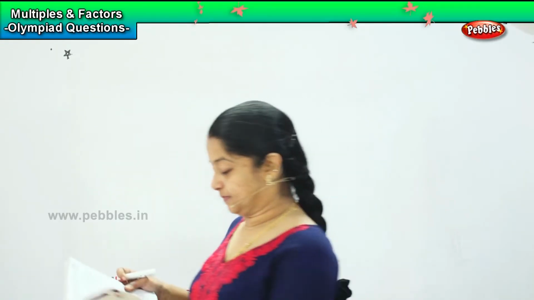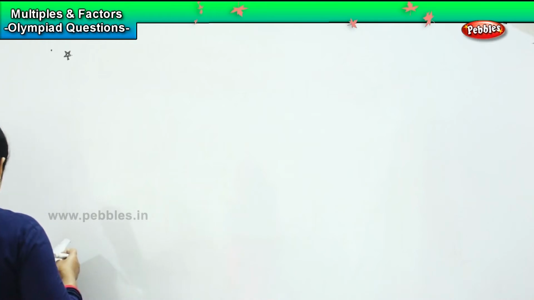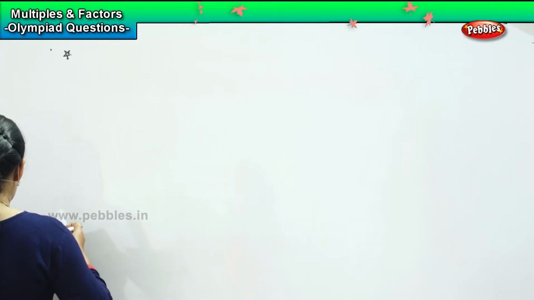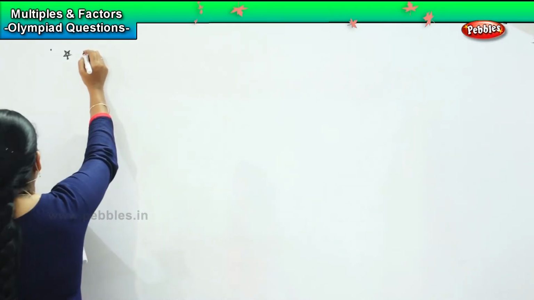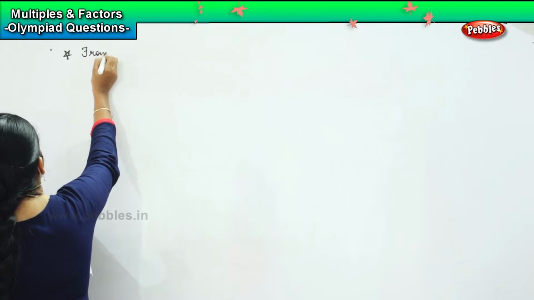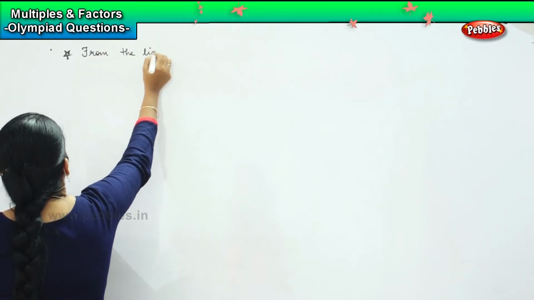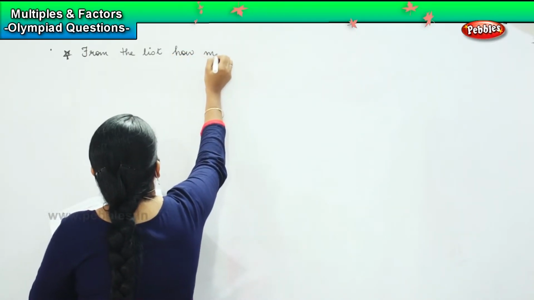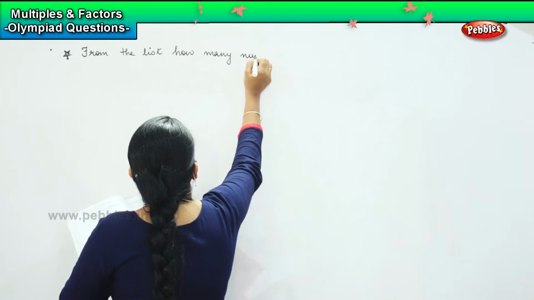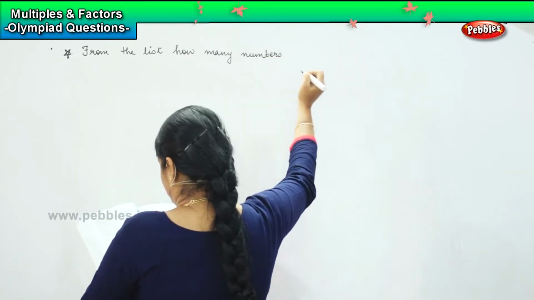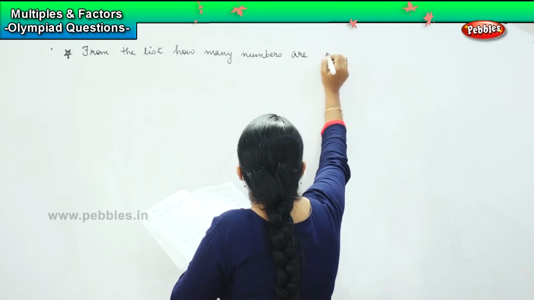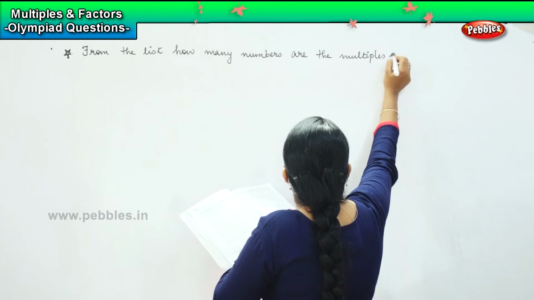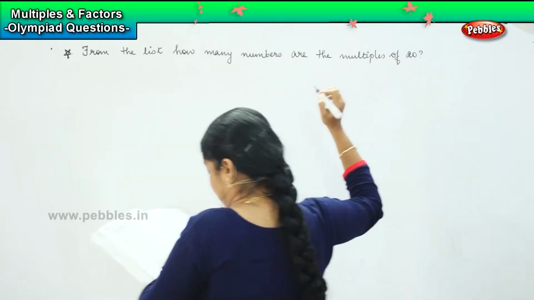The next question is, from the list, how many numbers are the multiples of 20? The numbers are given here.